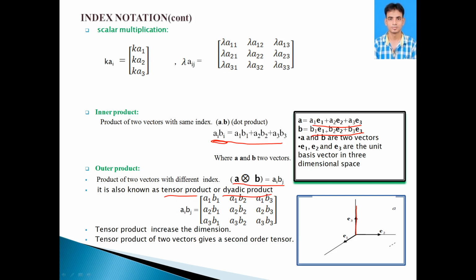This a_ij can be written in matrix form, that is, the component of this tensor product. So this tensor product basically increases the dimension. The tensor product of two vectors gives a second order tensor, that means it will have 9 components: a1 b1, a1 b2, a1 b3, a2 b1, a2 b2, a2 b3, a3 b1, and so on. So these are the 9 components, and it is a second order tensor. So if you have the two vectors A and B and you make the outer product or tensor product, you get a second order tensor.